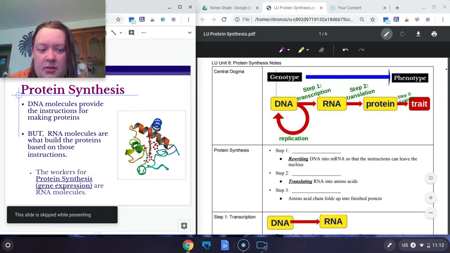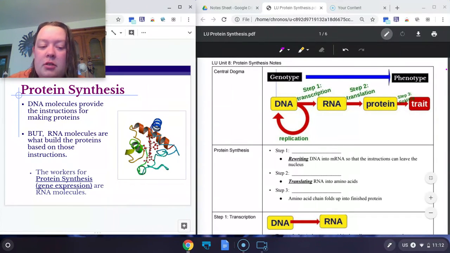So, protein synthesis. DNA molecules provide the information for making proteins. However, since DNA is too big to leave the nucleus, DNA gives its message to mRNA. And that RNA is going to be the instructions that are used to build the protein. And the workers for all of this are going to be different types of RNA molecules. This whole process of going from DNA to RNA to protein is called protein synthesis.